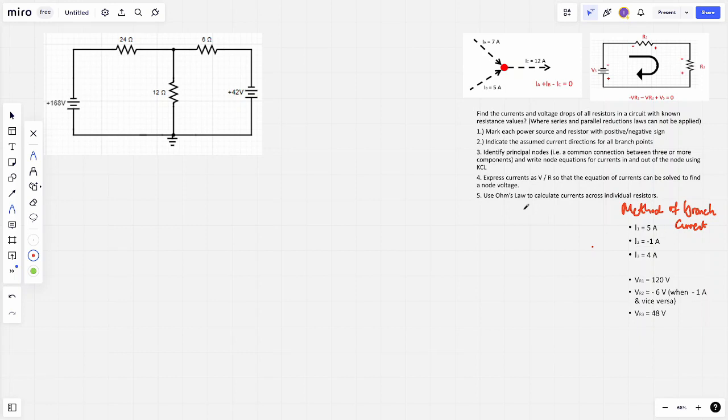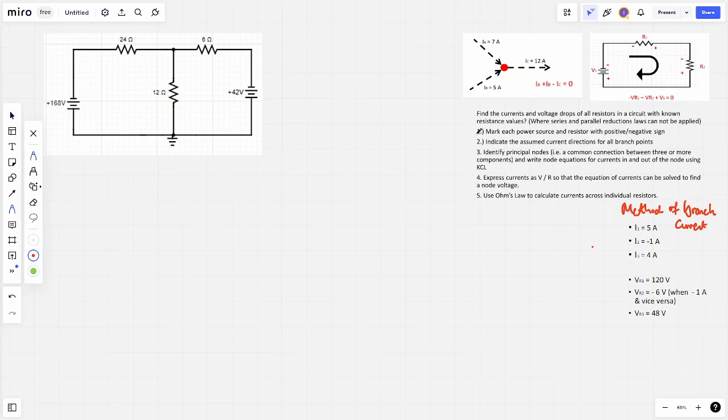Firstly, I want to discuss the 5 steps, like I did in the previous video, for this example, using Kirchhoff's voltage laws. Firstly, like previously, we're going to mark each power source and resistor with a positive and negative sign. Secondly, we're going to indicate the assumed current. Thirdly, we're going to identify the principal nodes.